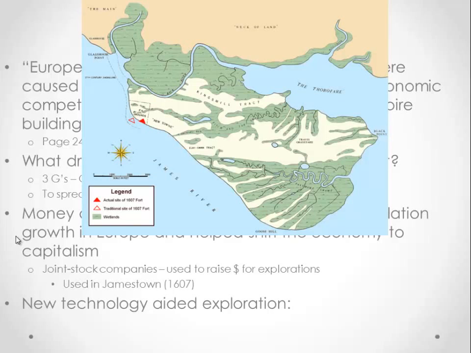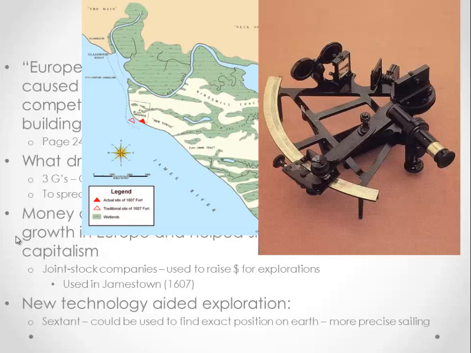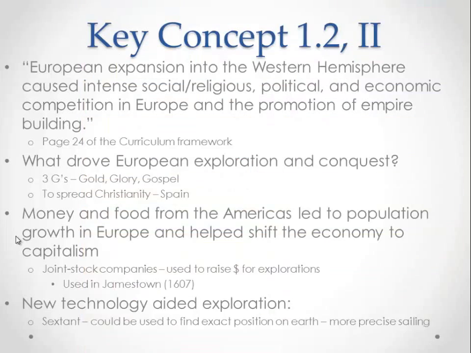And new technology also aided exploration. You have something called the sextant, which could be used to find the exact position on Earth, and it helped with more precise sailing. This was basically an early GPS system used by ships.